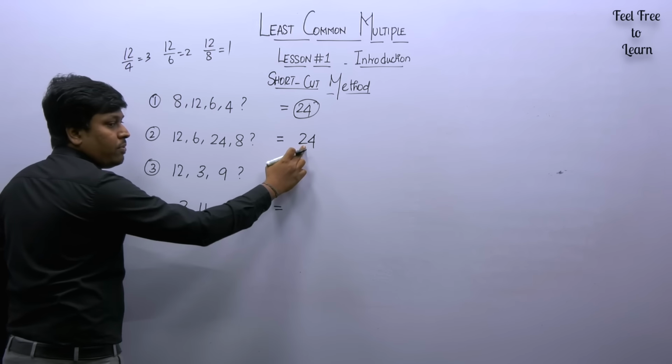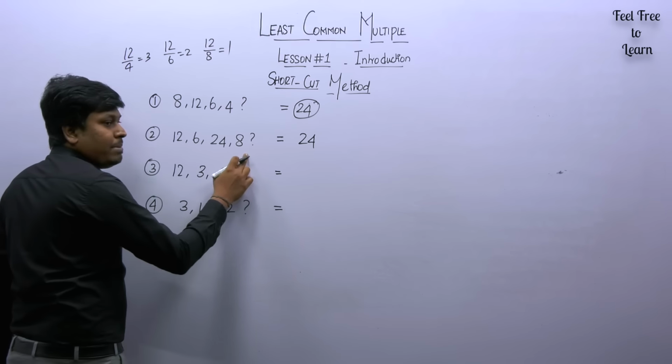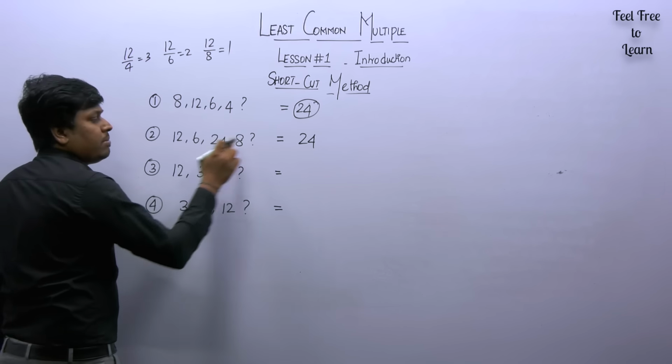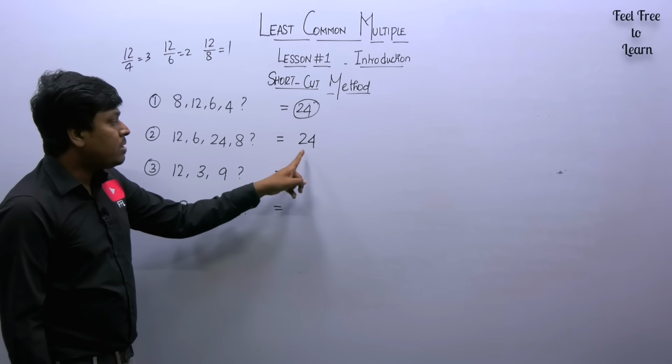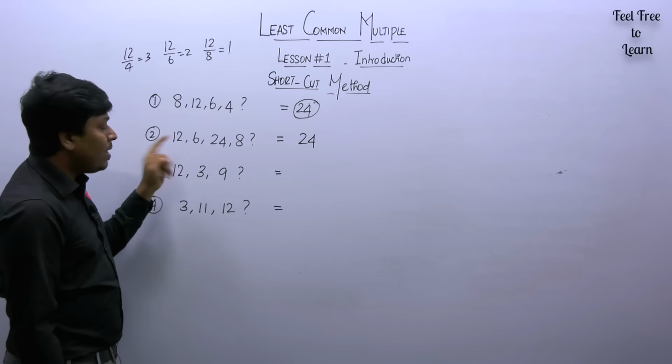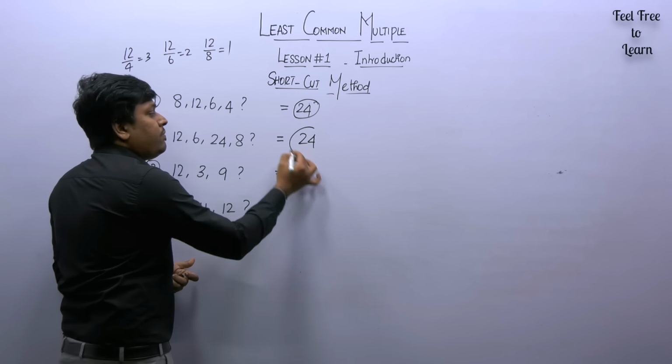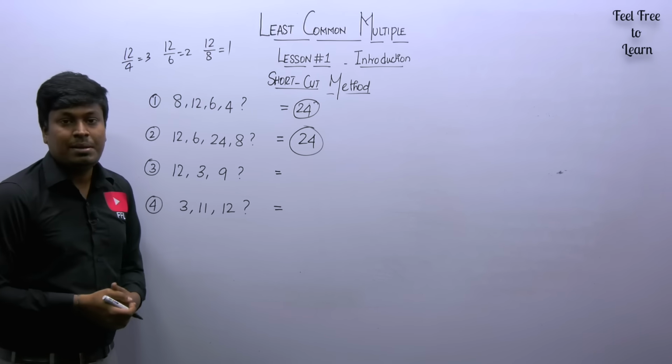8 into 3, 24. Yes or no? 24 by 8 will be 3. 24 by 6 is divisible. 24 by 12 is divisible. So finally, the number 24 is divisible by all the numbers. So we are saying that 24 will be the LCM for question number 2.